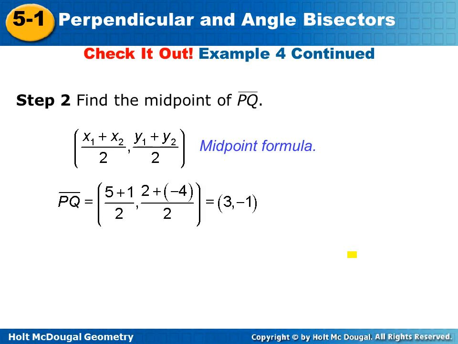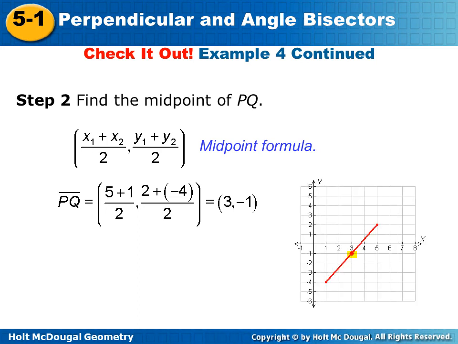The first point was 5, 2, and the second point 1, negative 4. So we add the x's. 5 plus 1 is 6, divided by 2 is 3. And for the y's, 2 minus 4 is negative 2, over 2, which is negative 1. So our midpoint is at 3, negative 1, and we can see that in our picture.